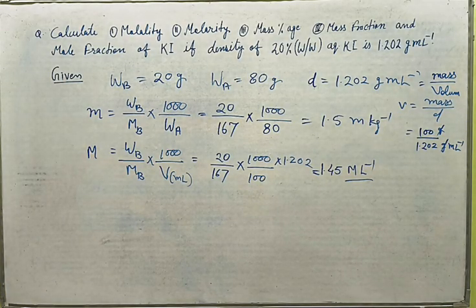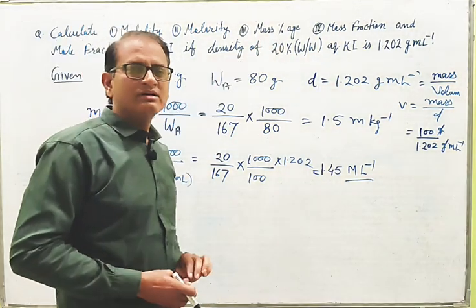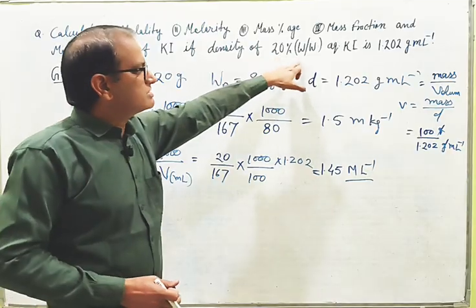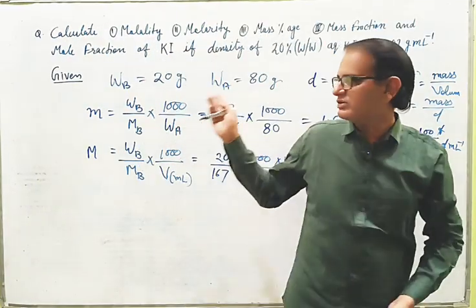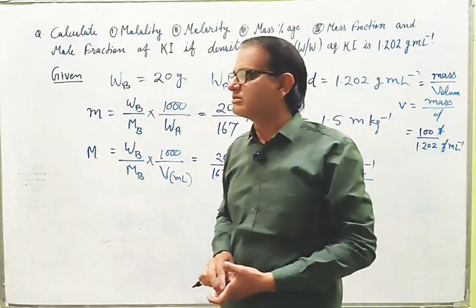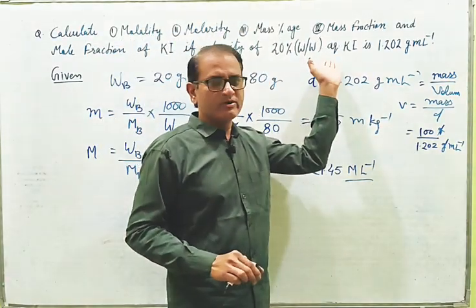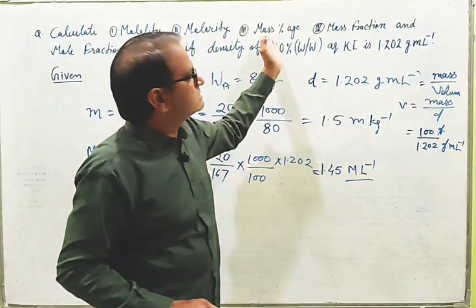Next one is mass percentage. This is common sense. It is already given as 20% W by W, so there is no need to even calculate. This is already given as the mass percentage, because 20% KI means this is the mass percentage.